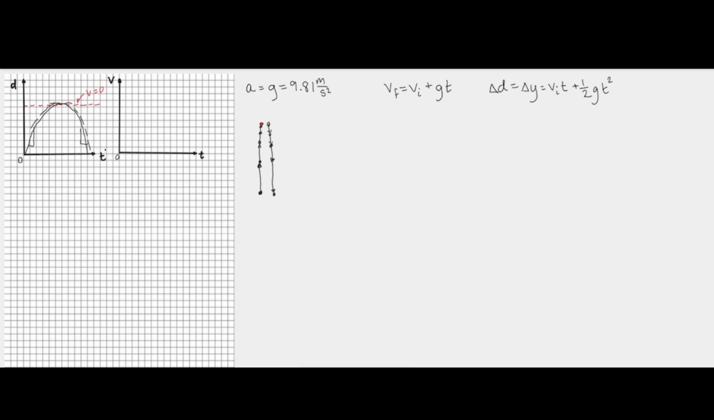We have distance versus time. This is not an XY position graph. In other words, this is not the movement in 2 dimensions. What we're looking at is movement in 1 dimension with respect to time.